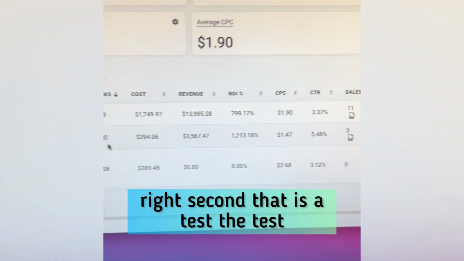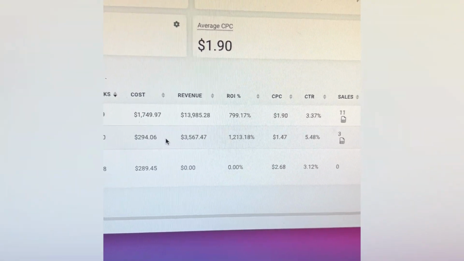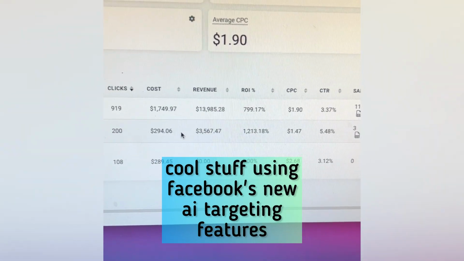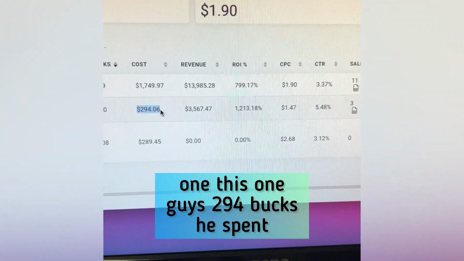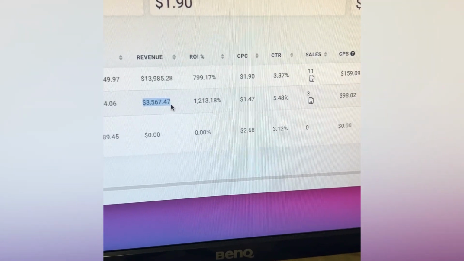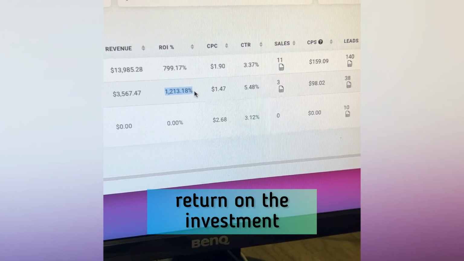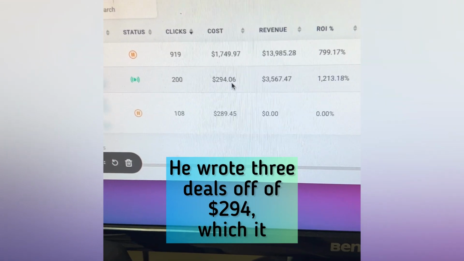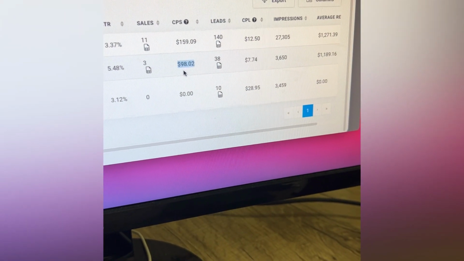Now, the second ad is a test that we created. It's doing some really cool stuff using Facebook's new AI targeting features that they've released just recently. Now, this one, guys, he spent $294. He made almost $3,600, a 1,200% return on the investment. He wrote 3 deals off of $294, which cost him $98 per sale.